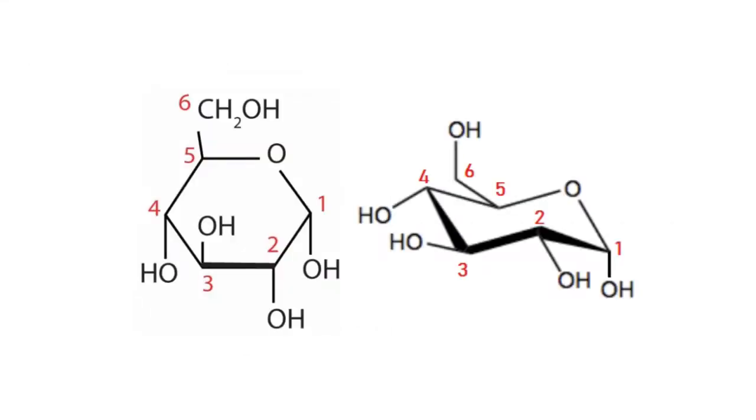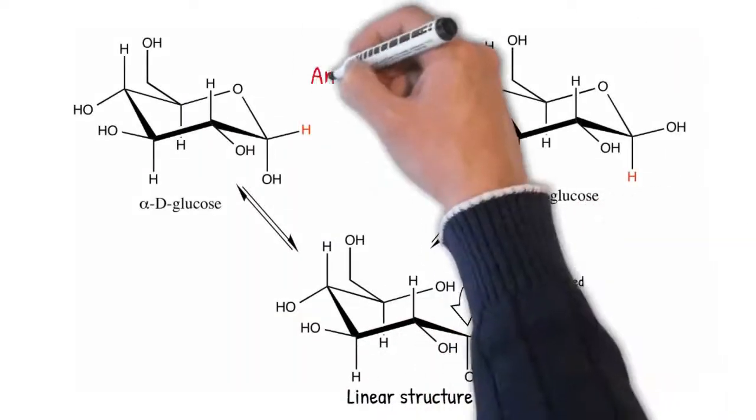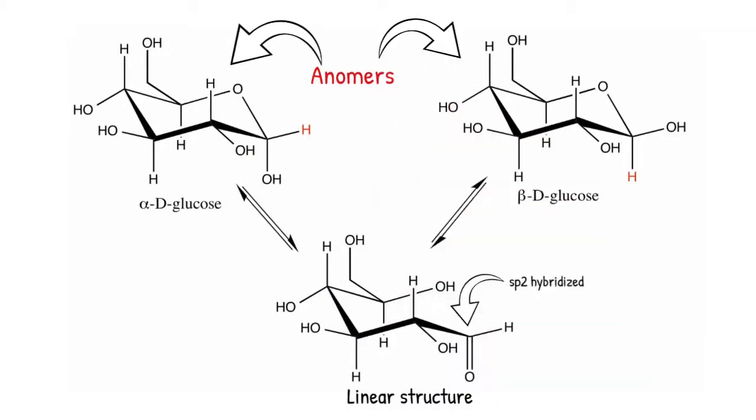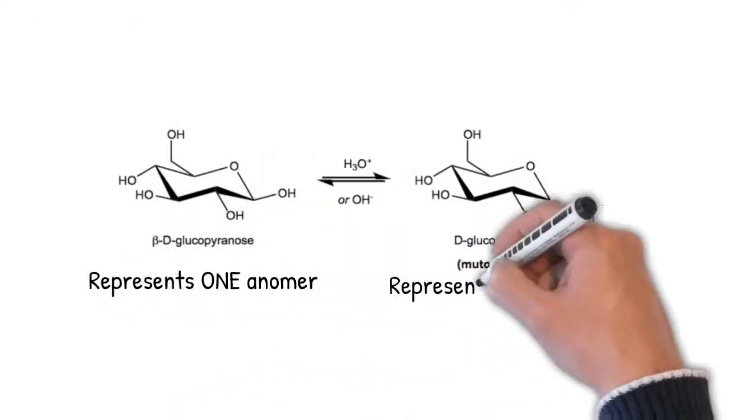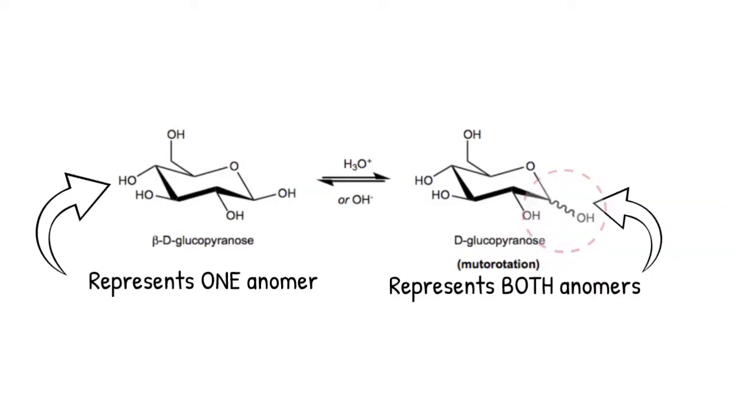Here is the cyclic structure that results, represented both as a Haworth projection and a chair conformation. But since carbon 1 was sp2 in the linear form, two cyclic products can result. Each of these products are referred to as anomers. You can either draw each anomer or represent them both with a squiggly line in place of the carbon-to-oxygen bond that differs in stereochemistry between them.